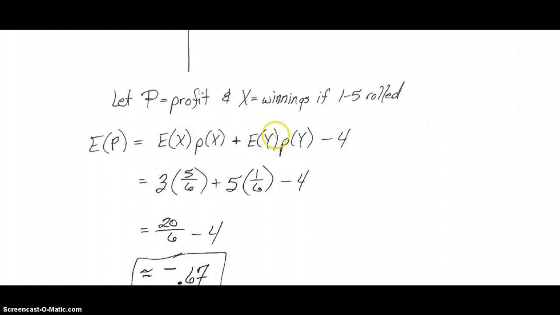There are different ways to do these variables. We could have done it as a conditional on P, but either way is fine as long as you have it separated out in your head. And then we have -4 because we are paying $4 to do the game. So we have $3 as our expected value on a uniform distribution. We can get that from 1 plus 5 divided by 2, which gives us 3. Times a 5/6 chance because we get 1, 2, 3, 4, and 5 out of the 6 options.